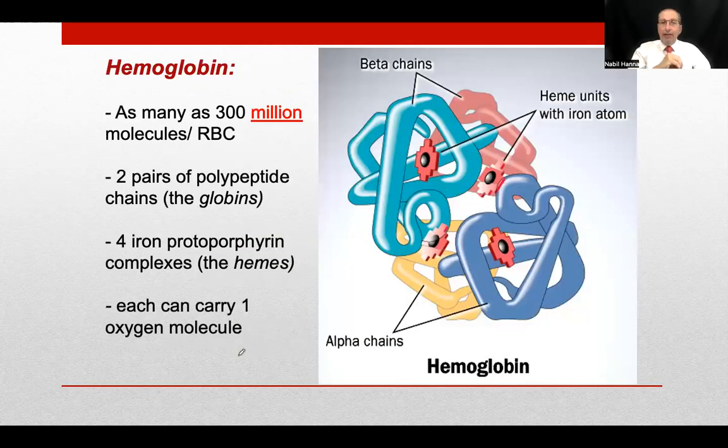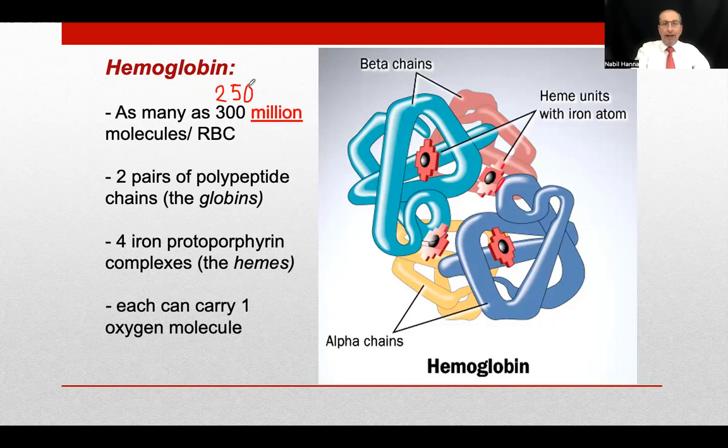What is inside red blood cells? Nothing but hemoglobin. So let's talk about the structure of hemoglobin more thoroughly. A single red blood cell has as many as 300 million molecules of hemoglobin. For simplicity, let's say it's 250 million hemoglobin molecules. You will know why I chose this 250.